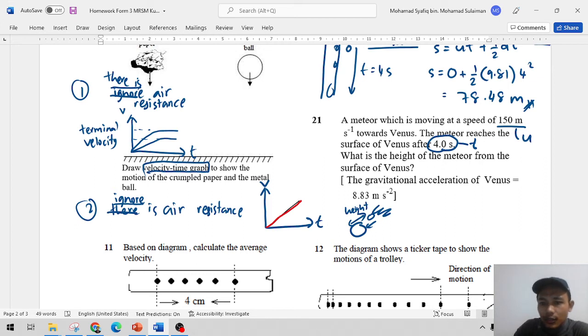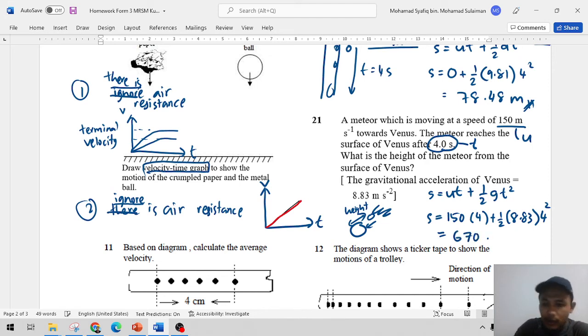Okay, so the suitable equation here is also s equals ut plus half g t squared. Here g is the gravitational acceleration, so s is equal to 150 times 4 plus half times 8.83 times 4 squared. This will give us 670.64 meters. Okay, that is the height from Venus before the meteor hits Venus.